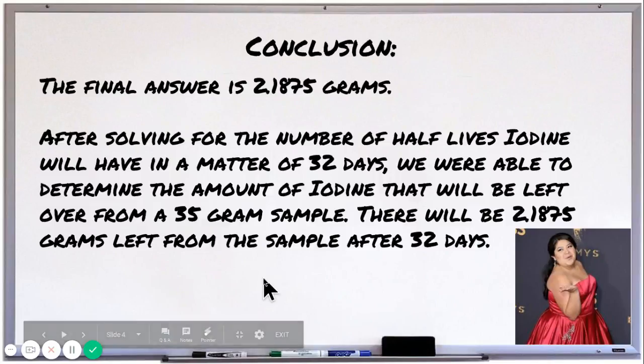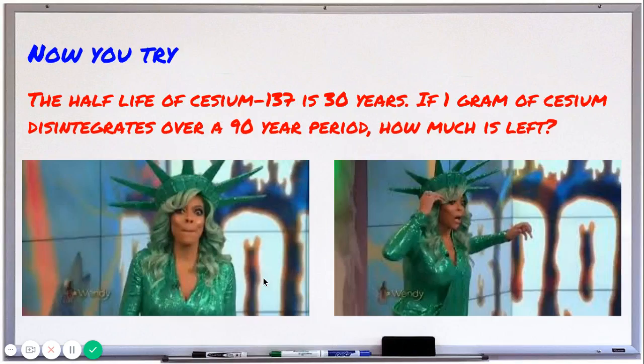Now you try. The half-life of cesium-137 is 30 years. If 1 gram of cesium disintegrates over a 90-year period, how much is left?